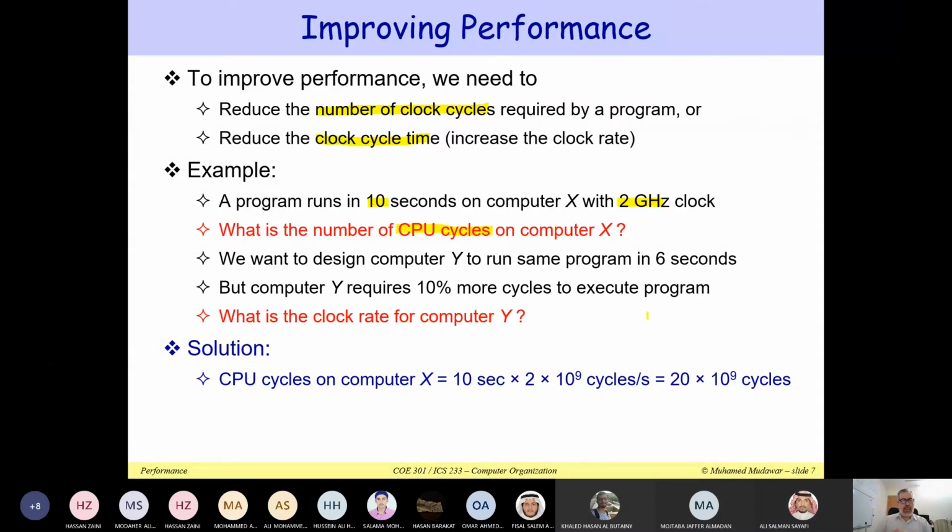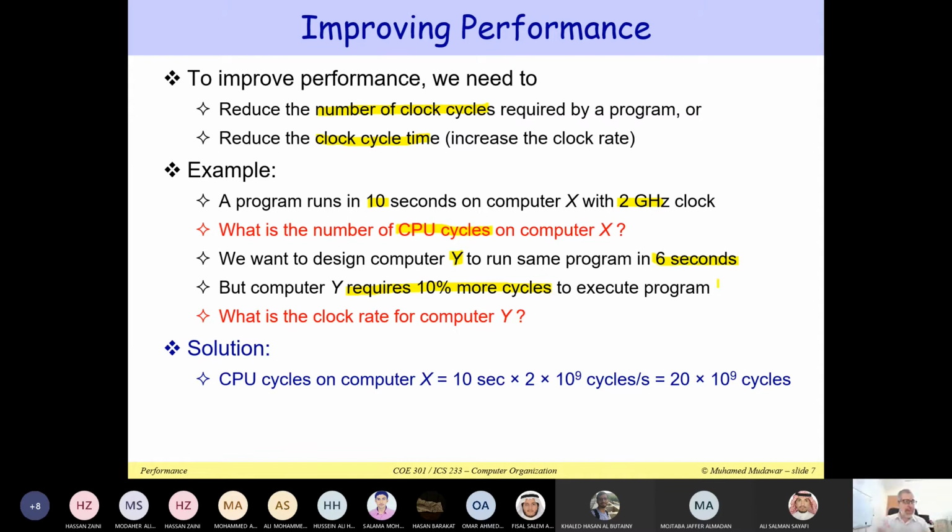Right. So now we want to design computer Y to run the same program in 6 seconds. Before the question, there is something here: Y requires 10% more cycles to execute the same program. So you take the program from computer X and you would like to run it on computer Y, but the number of cycles is going to increase on computer Y. So rather than taking, let us say here, 20 billion cycles, it is going to take 10% more cycles to execute on computer Y.